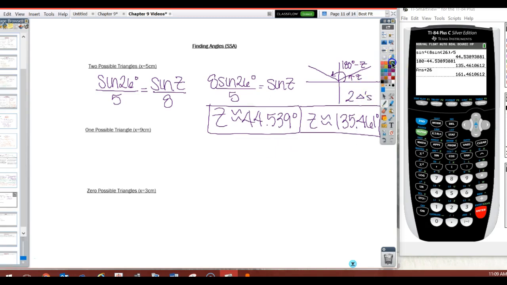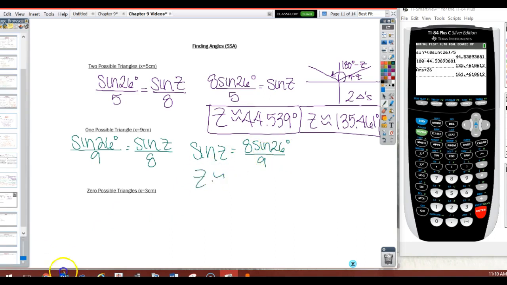With the next case, I'm going to set up the law of sines the same, except now instead of 5 centimeters, we know that side x is 9. Still going to look for possible angles for angle z. We will cross multiply. We'll end up getting the sine of z is equal to 8 sine of 26 divided by 9. We'll take the sine inverse. I'm going to go ahead and save that step in the calculator for you. And we will end up getting 22.93 degrees. Again, same thing. Sine inverse only gives us acute angles. We have to then go searching for the obtuse option.